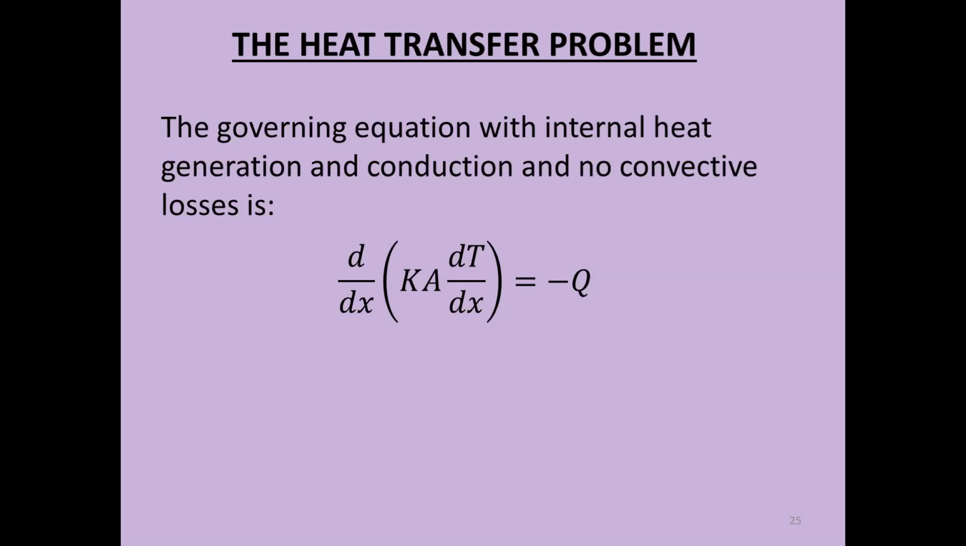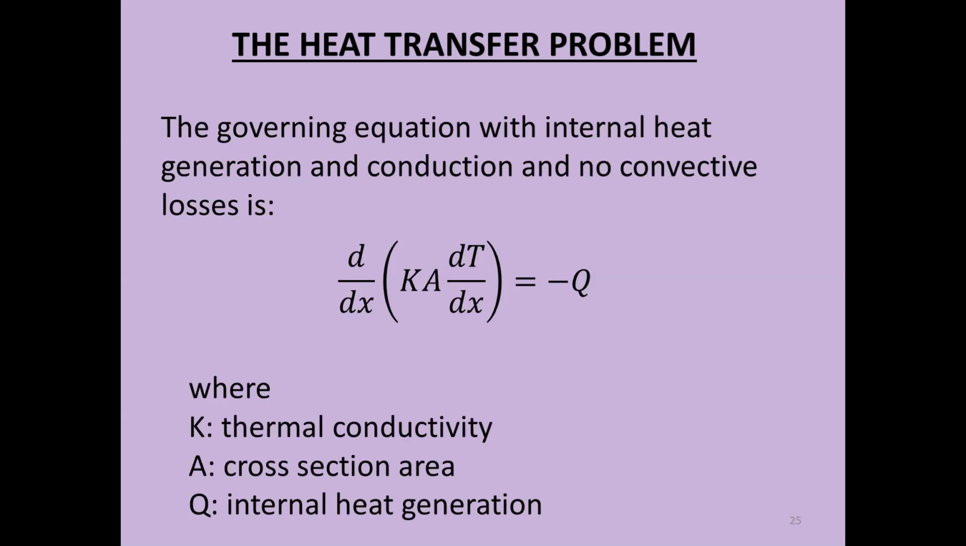Obviously, convection has not been included so far, because then we have a second order differential equation. This is similar to the equation used earlier in the cases of a bar and a beam. In this expression, K is the thermal conductivity of the material, A is the cross-section area, and Q is the internal heat generation.